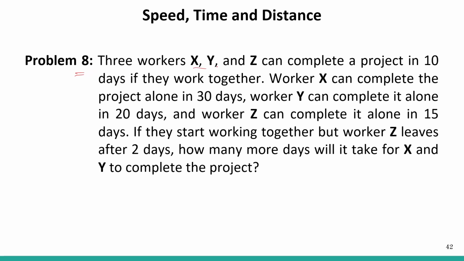Okay. Let's see problem number 8. So 3 workers X, Y and Z can complete a project in 10 days, if they work together. So worker X can complete the project alone in 30 days. Worker Y can complete it alone in 20 days and worker Z can complete it alone in 15 days. So if they start working together but worker Z leaves after 2 days, then how many more days will it take for X and Y to complete the project?